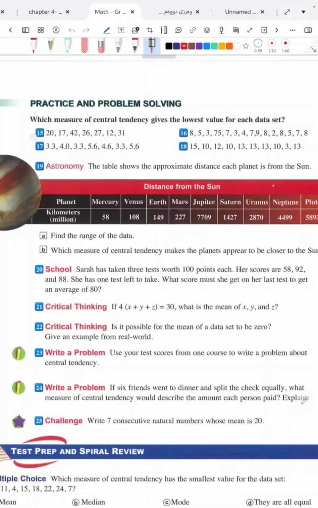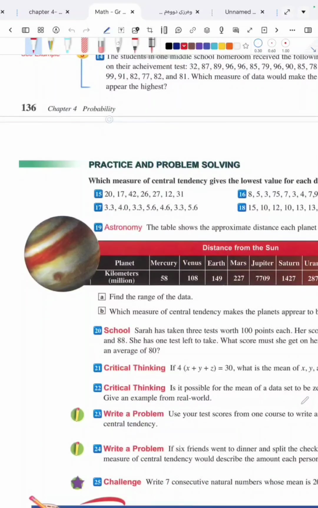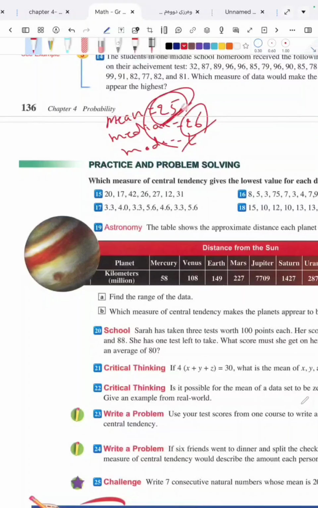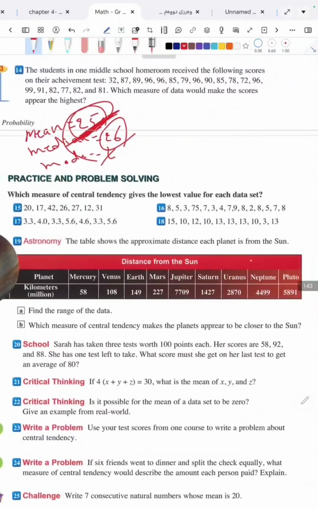For example, in question 15, when you solve them, mean equals 25. Median equals 26. Mode, there is no mode. So 25 is greater than 26? No, of course. So which one has the least value? Mean has the least value. Okay, so we will say mean has the least value.